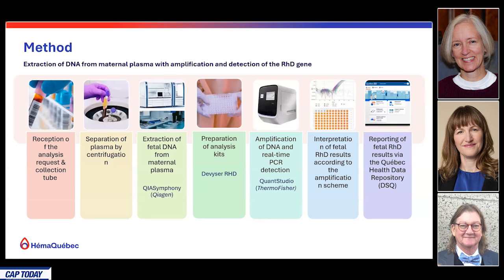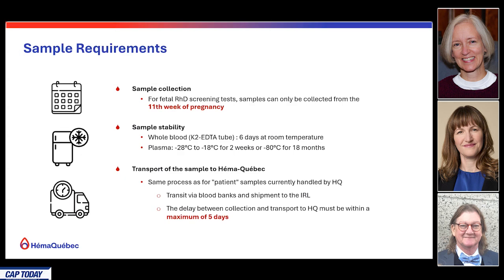This slide describes the methodology that will be used by Quebec. The fetal DNA will be extracted from the maternal plasma using the QIAsymphony by QIAGEN, and the assay we will be using is the Divisor RHD, which targets exon 5. This assay is licensed by Health Canada. The final result will be reported to physicians and midwives via the Quebec Health Data Repository that is called DSQ. We will offer testing from the 11th week of pregnancy.